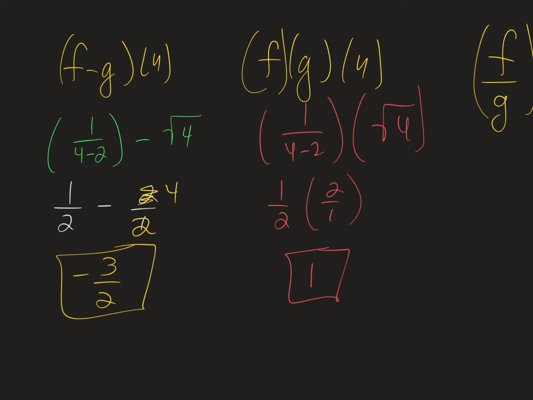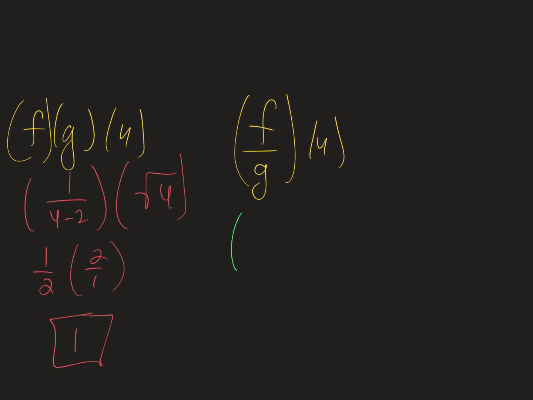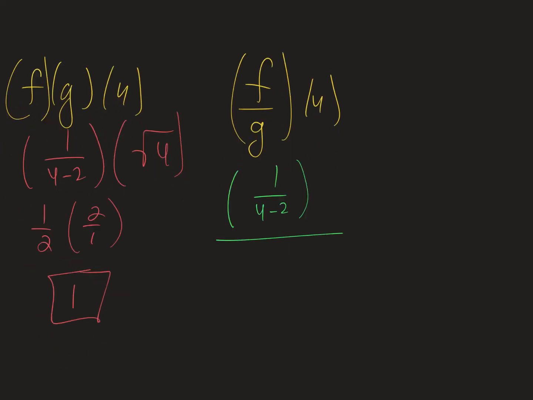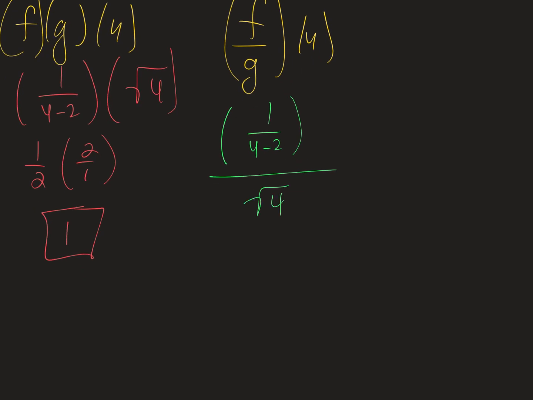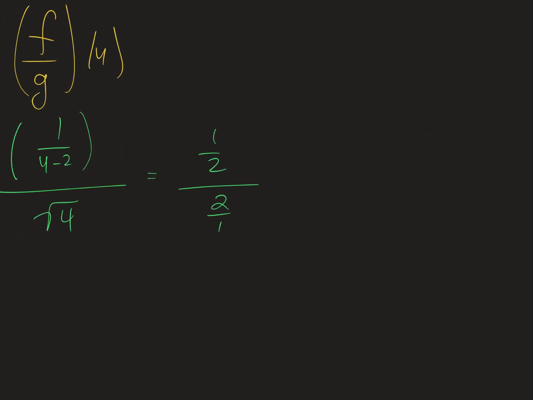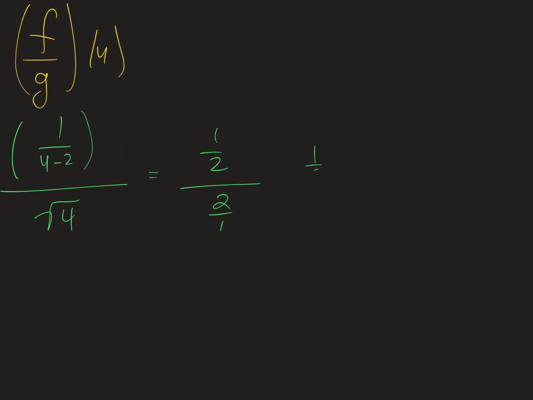And now if we do F divided by G. So I have my F function, which is still 1 over 4 minus 2, divided by the square root of 4. So if we simplify this, it's 1/2 divided by, you guys agree it's 2 over 1? How do you divide fractions? Keep, change, flip. What do I get? 1/4. Good.